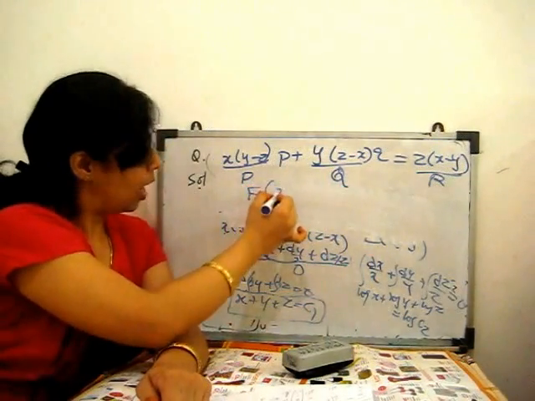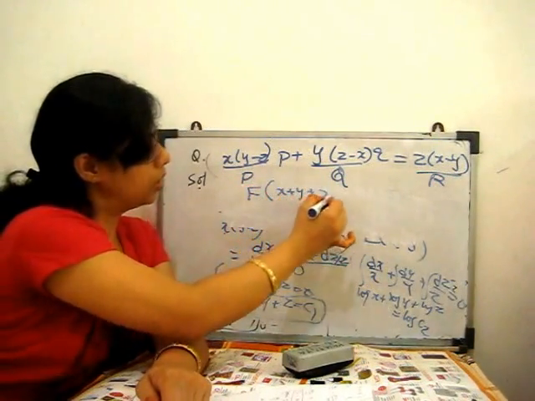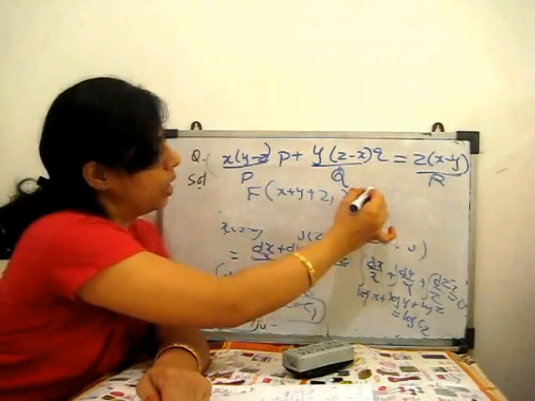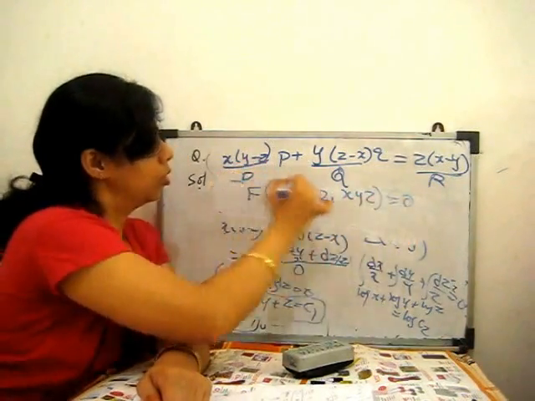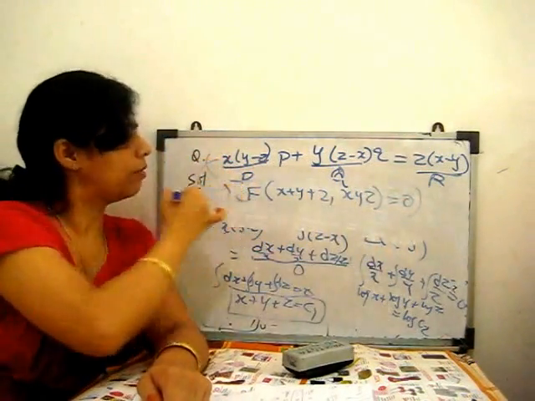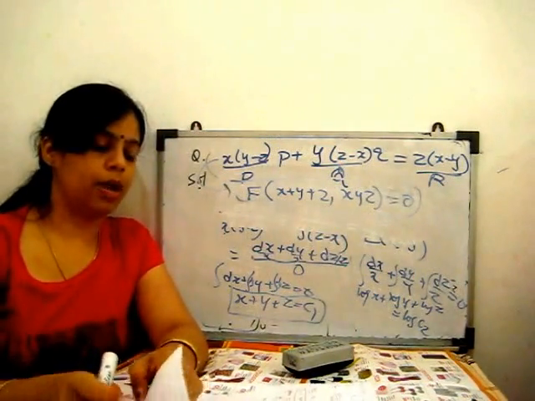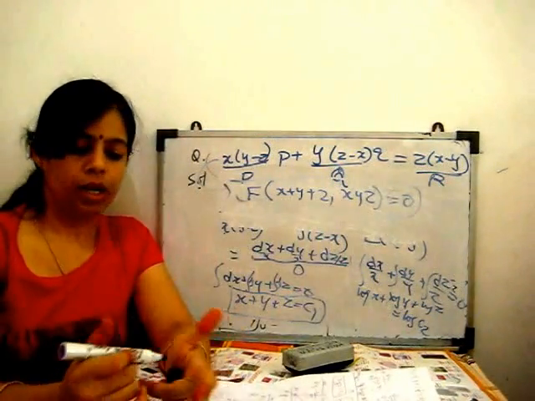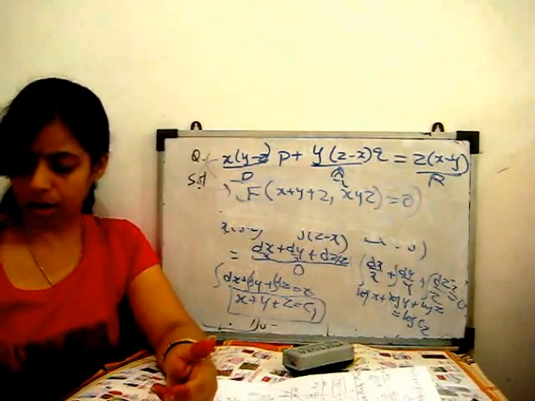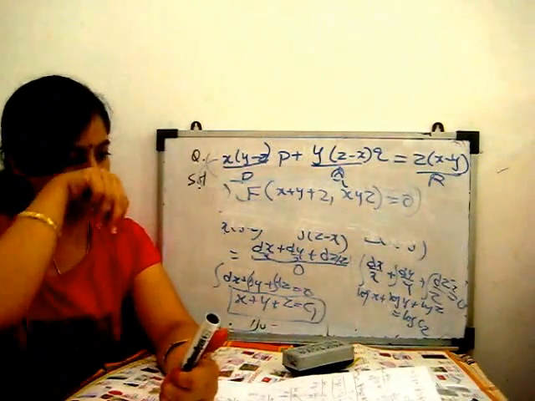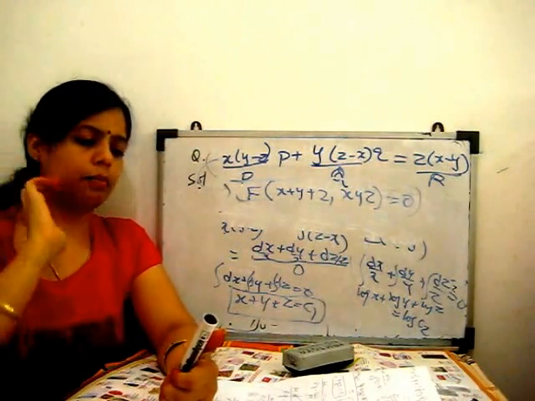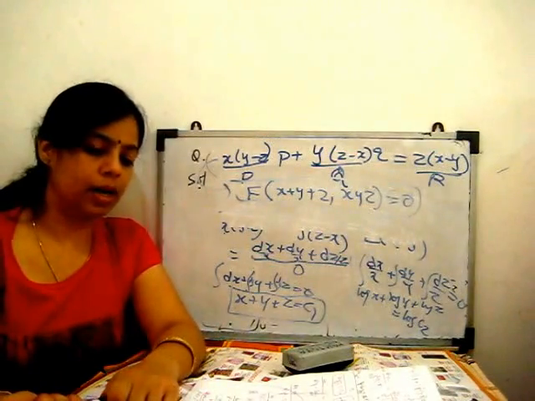F of x plus y plus z, or x, y, z equal to 0. So the solution for this equation is given by this. This is the method of multiplier. We cannot directly substitute or integrate the values. So this is the method of multiplier. There are many examples for the method of multiplier.